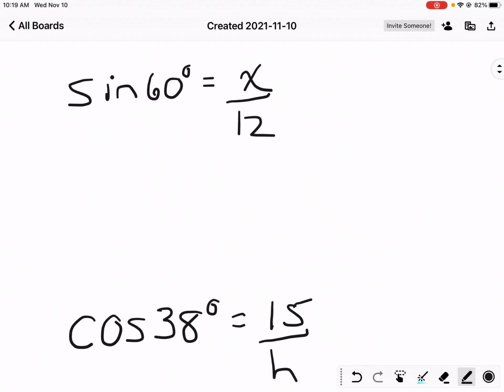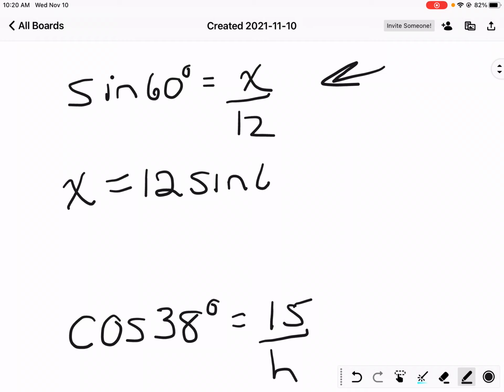The point of this video is to show you how to do really simple solutions, save yourself some work, and use your calculator once per question. In this first one, to get x by itself, we're going to multiply both sides by 12, giving 12 sine of 60 degrees. Then make sure your calculator's in degree mode, and just type this in as you see it, and you should get 10.39.